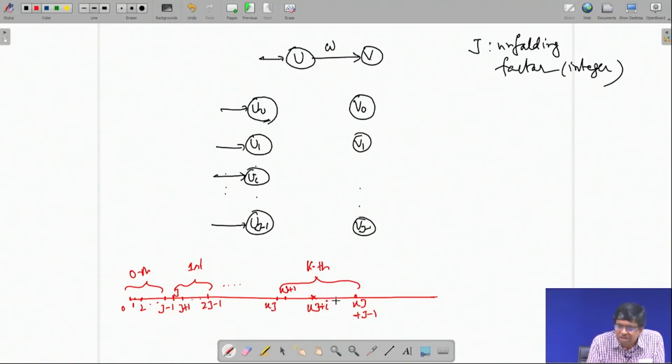Out of which my convention is this data x of kj, that is kj plus 0, that will come to u0. Data kj plus 1, it is coming parallelly, it will be given to u1. So, kj plus 1 going to u1. So, kj plus i will go to u i. So, x of kj plus i goes to u i, all right, so on and so forth. x of kj plus j minus 1 will come to u j minus 1.